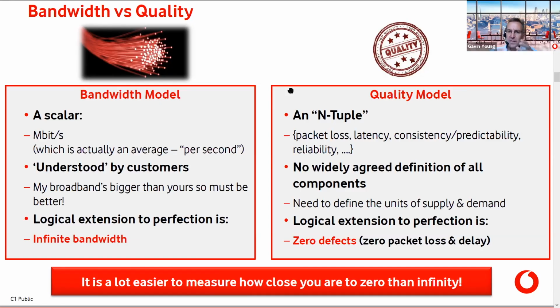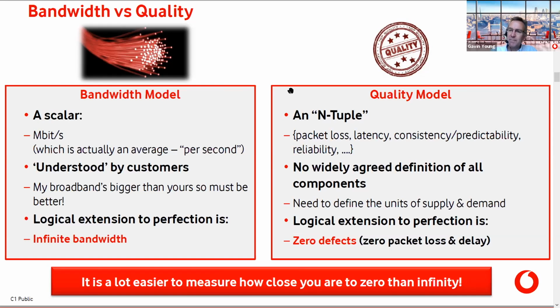And you also need to think about the units of supply and demand. But one of the key things is the logical extension to perfection is zero defects, which might sound familiar from manufacturing type approaches. But in the broadband context or the networking context, zero defects is zero packet loss and zero delay.